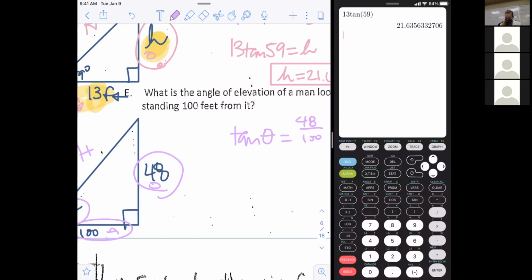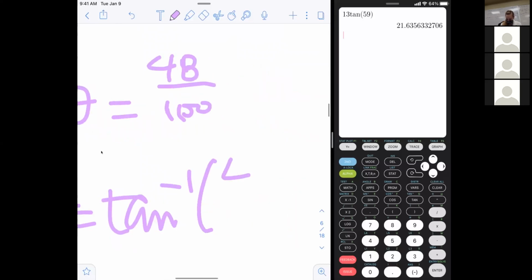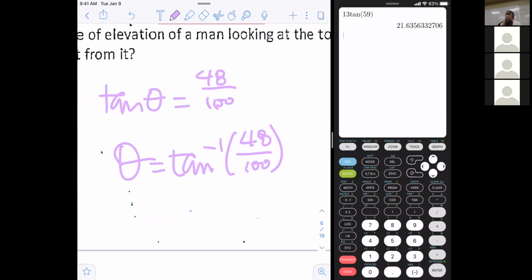Do you remember how we find what theta is? My inverse, good. Tan -1, second tangent. Theta is equal to tan -1 of 48 over 100. And I'm physically going to do second tan 48 divided by 100.